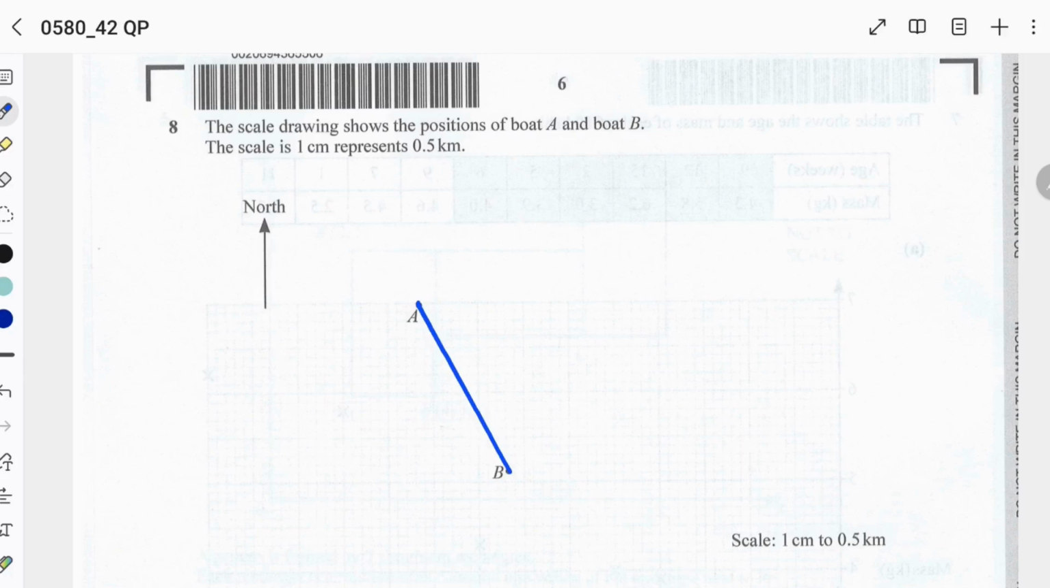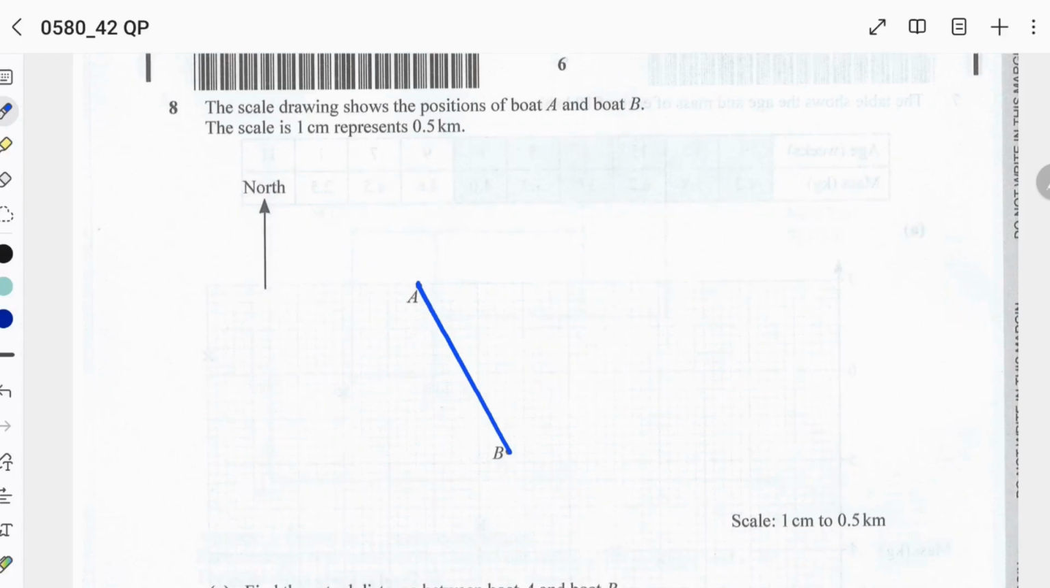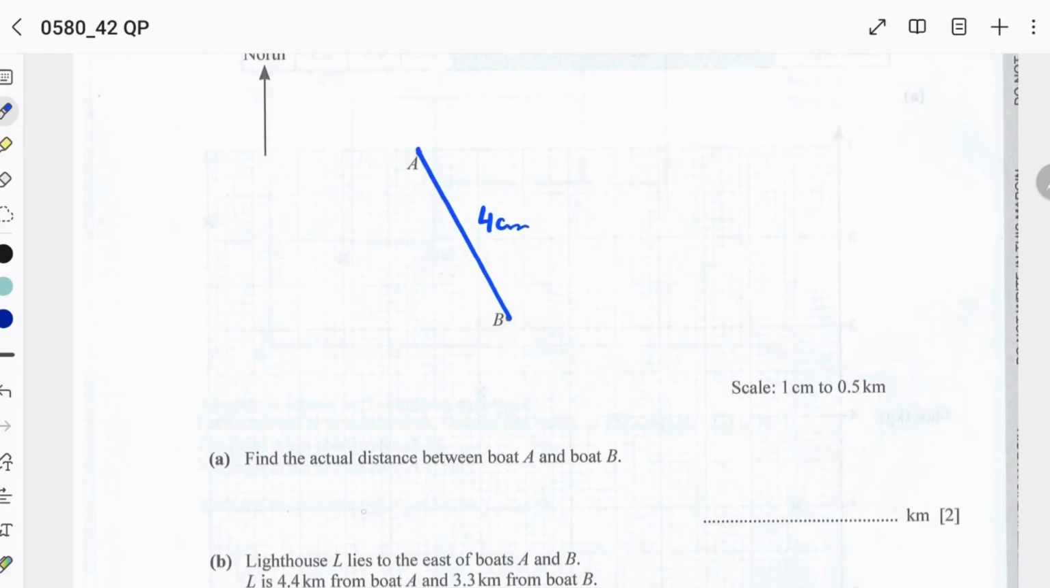Approximately it's 4 centimeters, for example. I'm getting 4 centimeters here. So okay, 4 centimeters. So actual distance will be, if 1 centimeter is equal to 0.5 kilometers, then 4 centimeters will be equal to x kilometers, or 4 divided by x is equal to 4 divided by 0.5, that will be equal to 2 kilometers according to this reading.